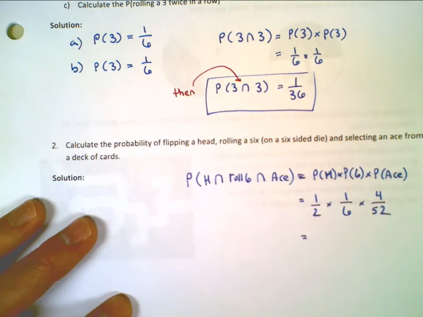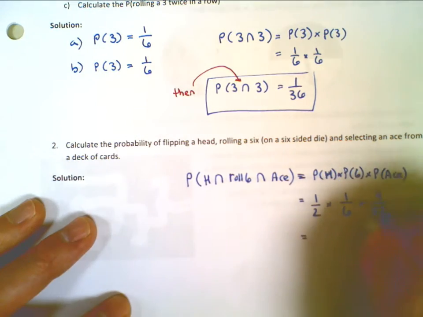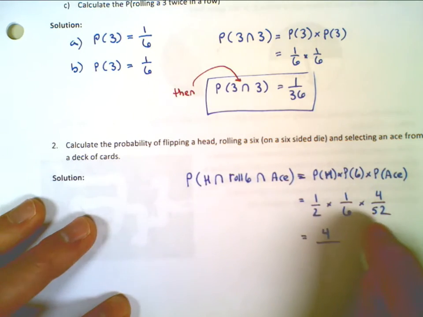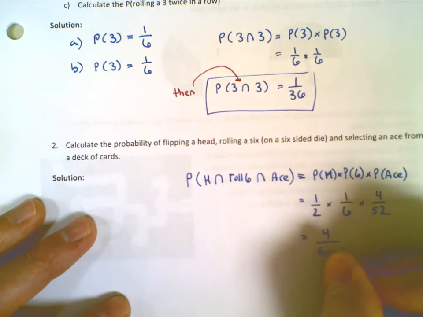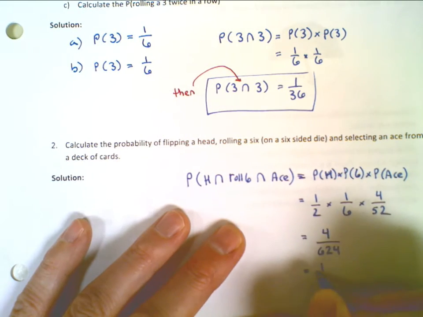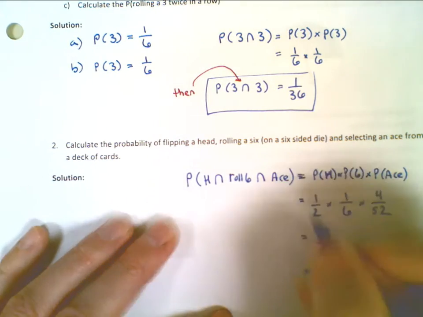So that simply becomes a multiplication of those, and you should show these steps. Don't just show the final result. So I multiply the top, 1 times 1 times 4 is 4. I multiply the bottom, 2 times 6 is 12 times 52, 624. If I divide both of these by 4, I can reduce it to 1 in 156. So that's the probability.